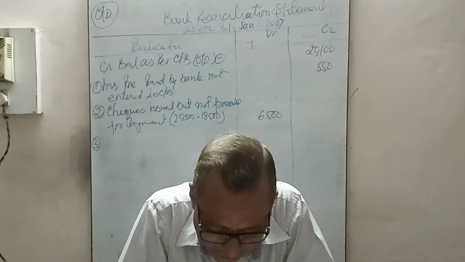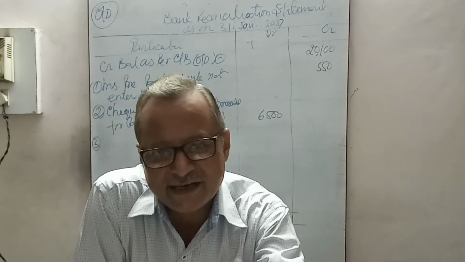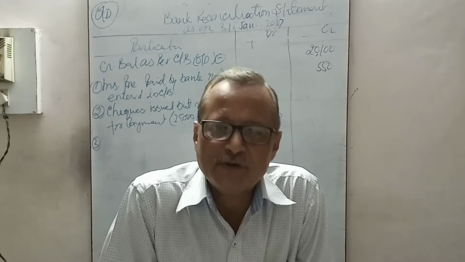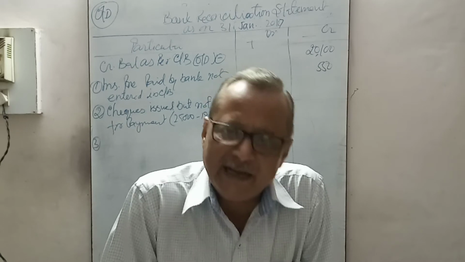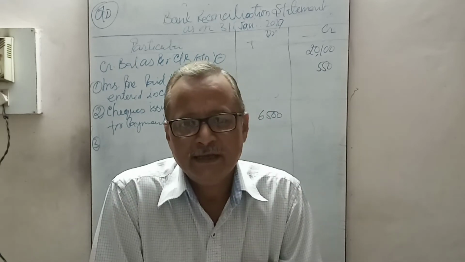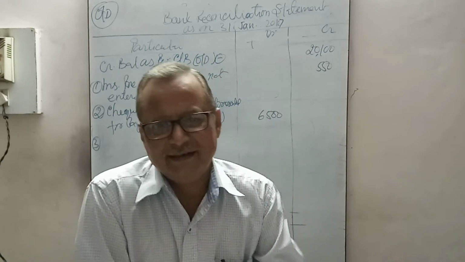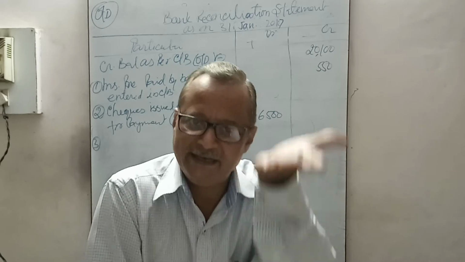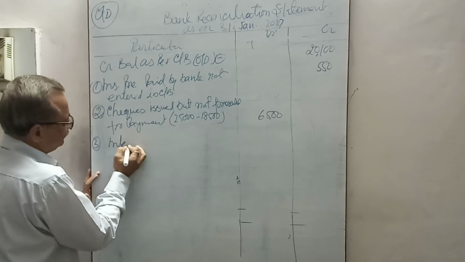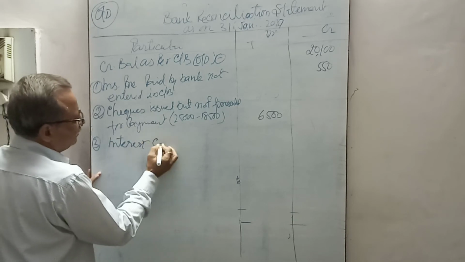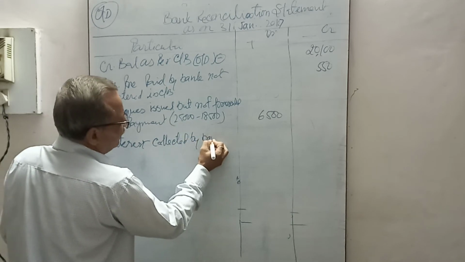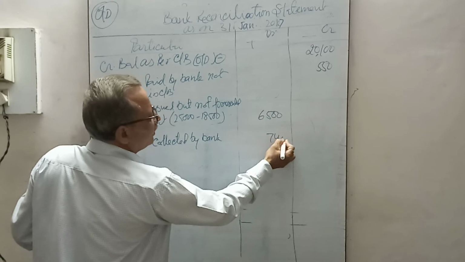Now next is interest collected by bank. Bank has collected interest on behalf of the account holder, that is, on behalf of Mr. Sanjay. Bank has credited this amount. Bank has increased by rupees 740, but it was not entered in the cash book. It means the cash book was not increased, so that should be increased. That is a plus item, interest collected by bank, 740.